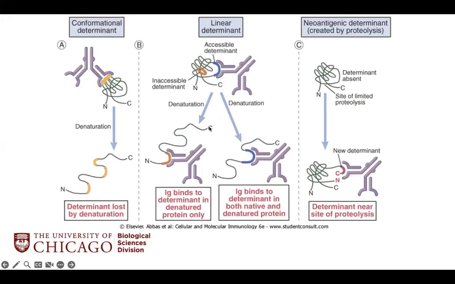So here, I think, is really what we want to see. Here's, very simply, a linear determinant. So here's your protein that's getting recognized. And along the line here, you may have about 6 amino acids that are recognized by this antibody.